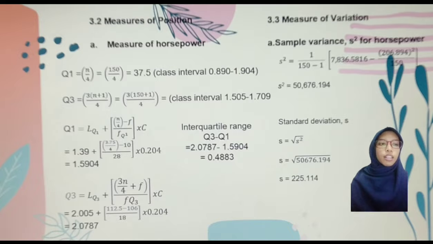3.3 measure of variation. S square equals 1 per 150 per 1 in bracket 7836.5816 minus 206.894 square per 150. S square equals 50676.194. Standard deviation S equals square root of 50676.194.